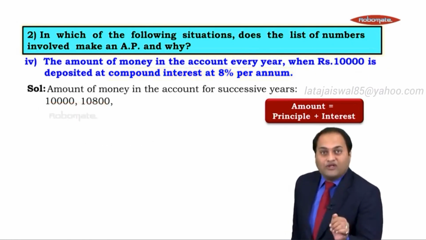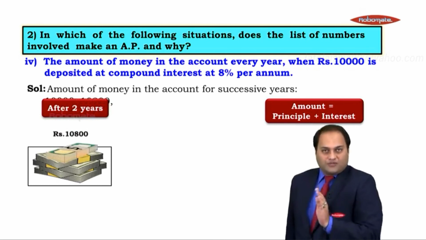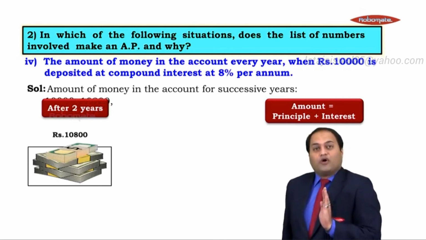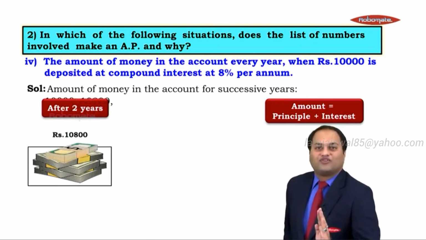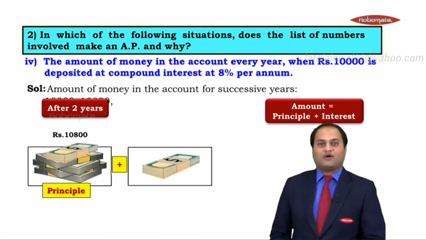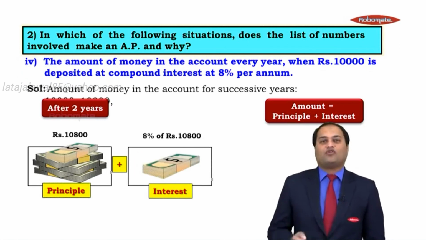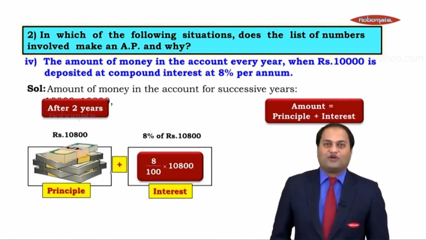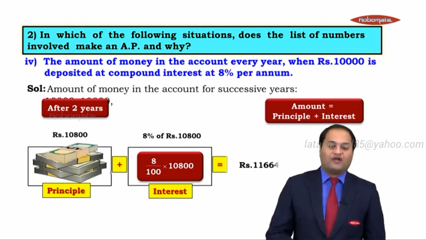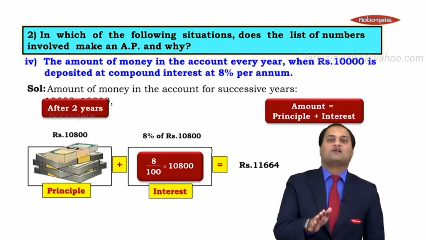Now to find the next number, what do we need to do? We need to now consider 10,800 as the principal. First the principal was 10,000. Because it is compound interest, the next principal now becomes 10,800. At 8% interest, again we need to calculate 8% of 10,800 this time. That would be the interest. 8% of 10,800 will be 8 upon 100 into 10,800. The zeros cancel, 8 into 108. You can easily calculate it. The answer will be 864. So it's 10,800 plus 8% of 10,800. You get the answer as 11,664.